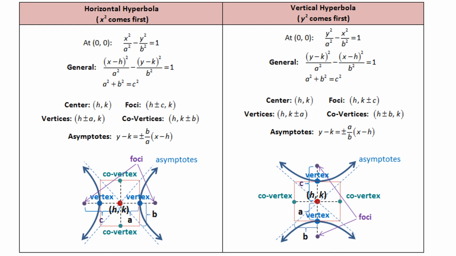And again, just like the ellipse, the x is squared, the y is squared, and it's equal to 1. But unlike the ellipse, notice it's subtraction in the middle, not addition. And then when we're looking for the value of c to find the focus, notice that we do a squared plus b squared instead of a squared minus c squared.